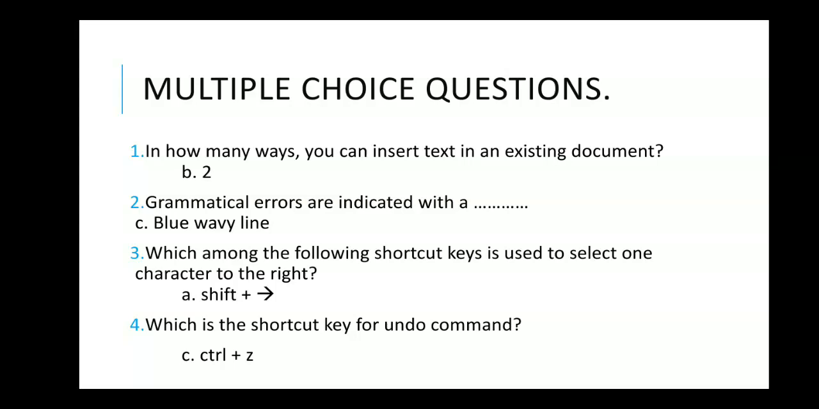Multiple choice question. In how many ways can you insert text in a document? There are two ways. Grammatical errors are indicated with dash. The correct answer is blue wavy line. Which among the following shortcut keys is used to select one character to the right? That is Shift plus forward arrow. Which is the shortcut key for undo? The correct answer is Ctrl plus Z, and for redo we use Ctrl plus Y.